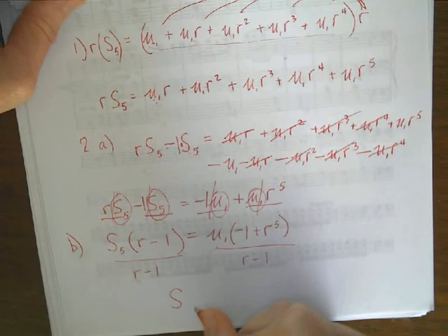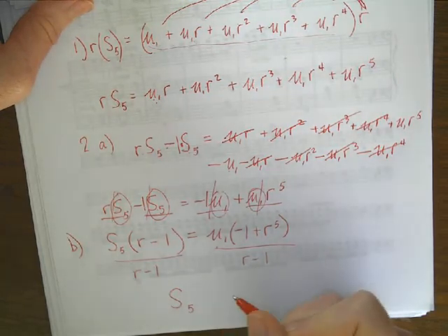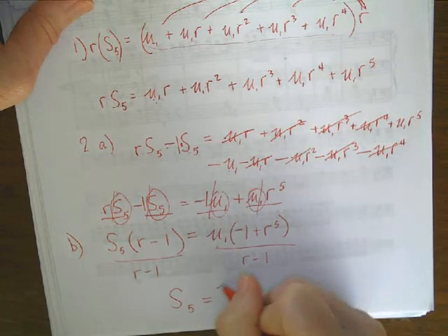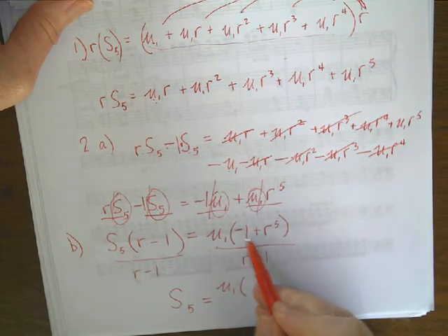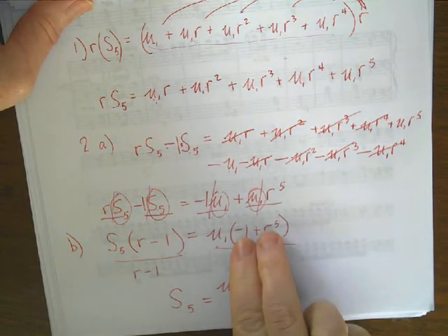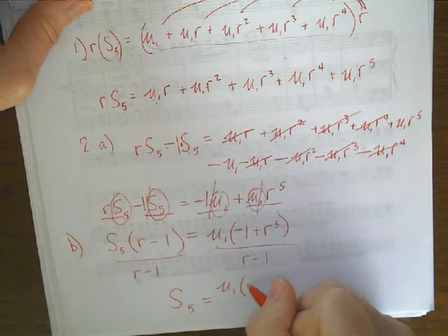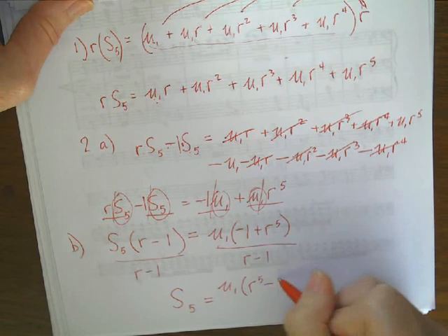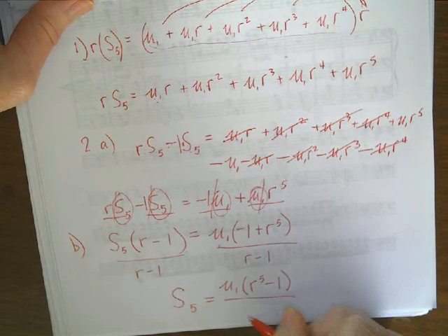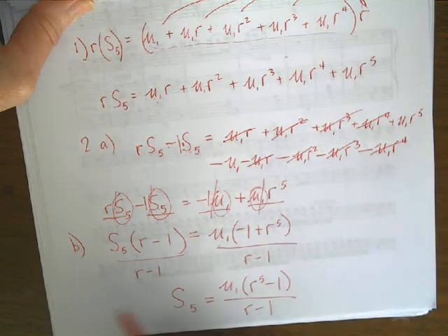That leaves me with the sum of the first 5 terms is equal to u sub 1. I'm going to rewrite this. I don't like having a negative 1 plus, so I'm just going to use the commutative property of addition to switch the order here. That's r to the 5th minus 1 over r minus 1. So that's part B. I've now gotten the sum of the first 5 terms all by itself.